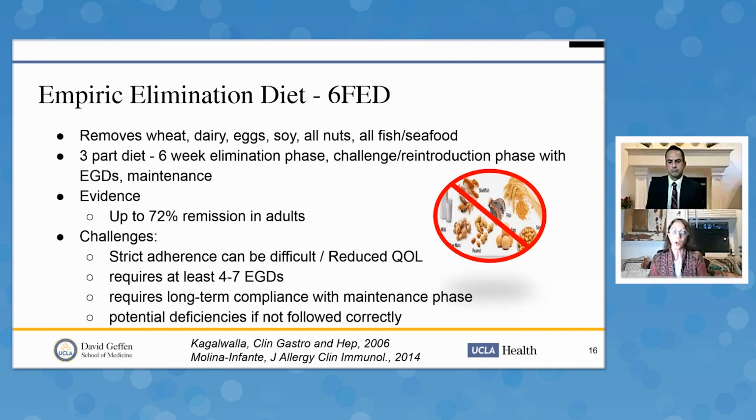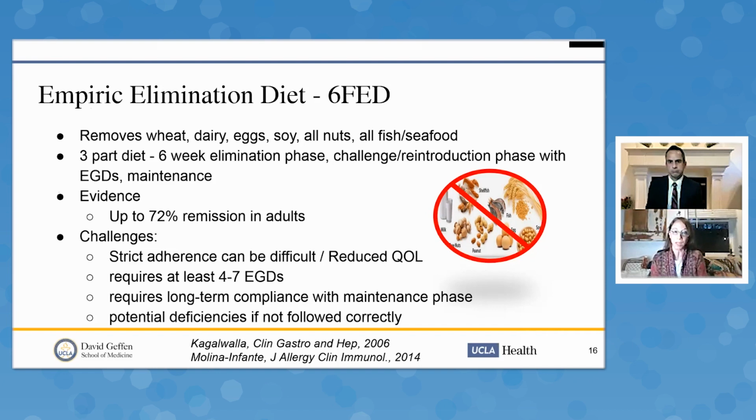Of course, this is going to require several endoscopies because during the challenge phase, we want to bring back one food at a time over a specific period. And then we want to check and see if remission has continued or not. And this helps us to understand which triggers have occurred. So patients are going to have to be able to get out of work and go and get endoscopies. Luckily, we are finding that insurance will, generally speaking, cover for these endoscopies, but it's still quite a commitment on the patient's part.